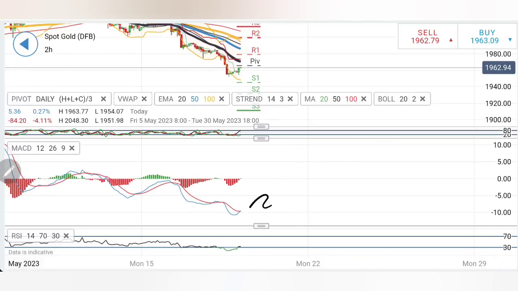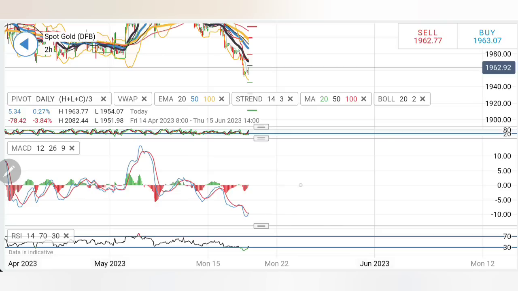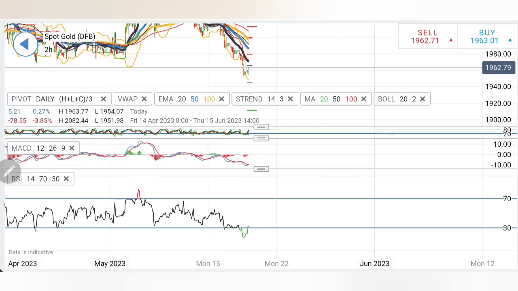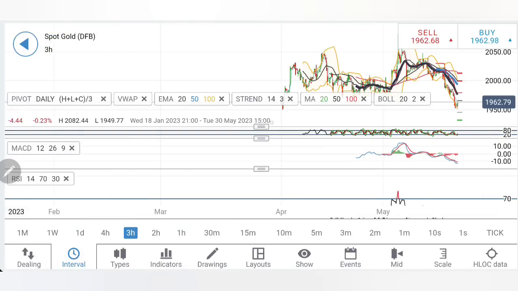Stochastic rising. MACD is also trying to cross over on the 2-hour chart. This is a bullish cross, and remember this is happening at a little lower levels. Now if you look at plus 10, plus 12 levels here and minus 10 levels here, almost hitting the bottom, now trying to recover a bit. RSI, which was trading oversold, is also trying to come out of the oversold zone here.